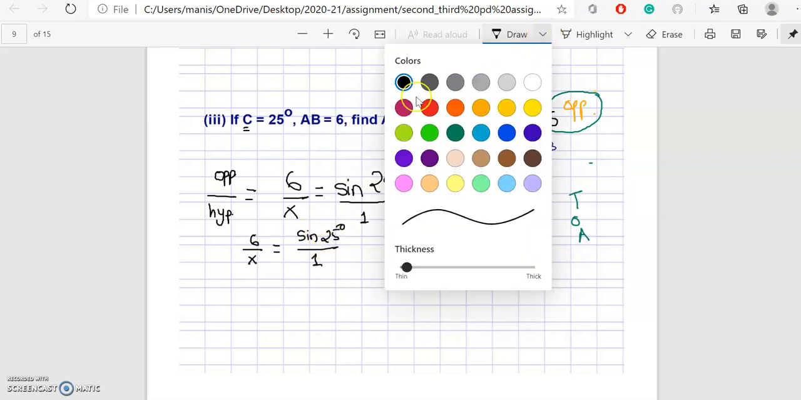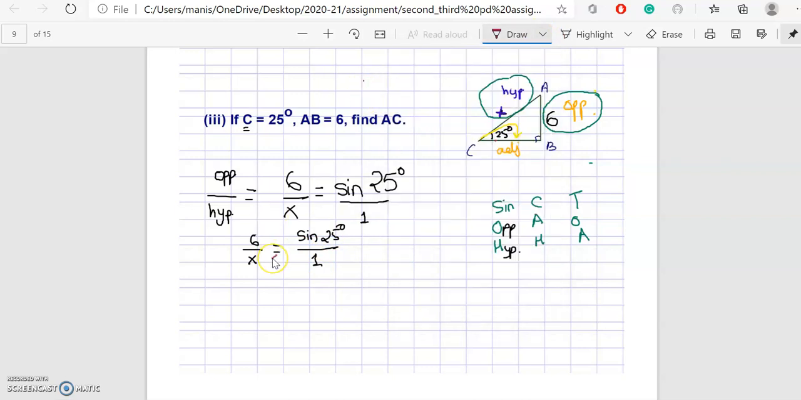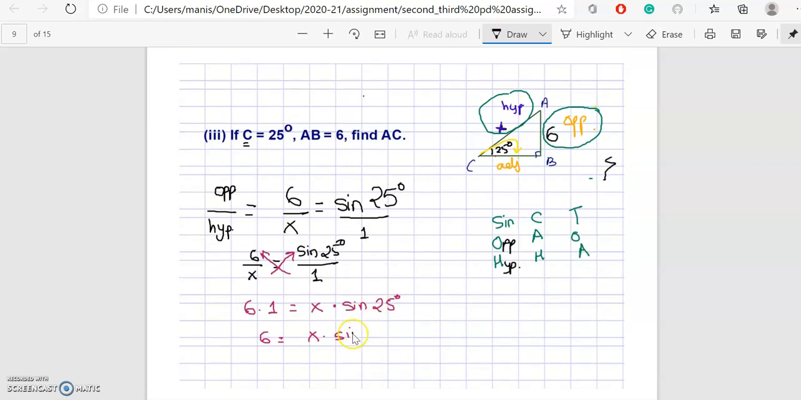Now you all know how to solve a proportion, so you will cross multiply. Look at how I am drawing an arrow. It is saying 6 times 1 is equal to what? x times sine of what? 25 degrees. So 6 times 1 is 6 and it gives me x times sine of 25 degrees. Let me see, my marker is kind of messed up over here. Okay, sine of 25 degrees.